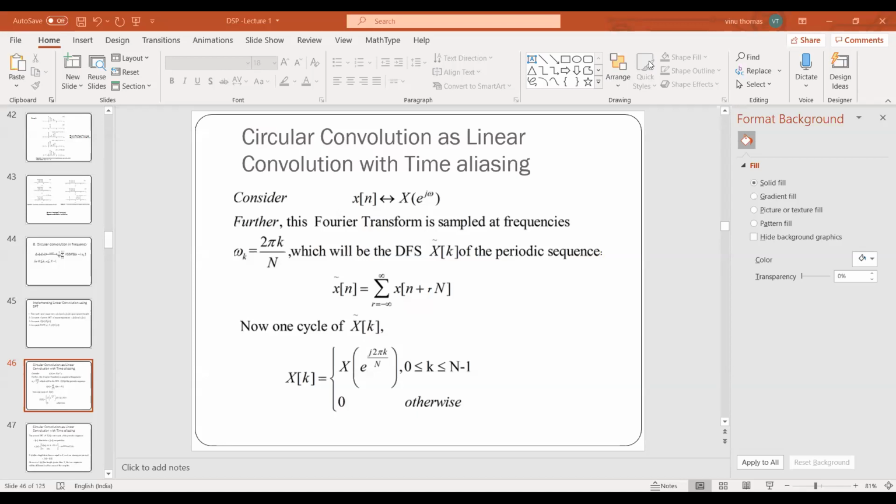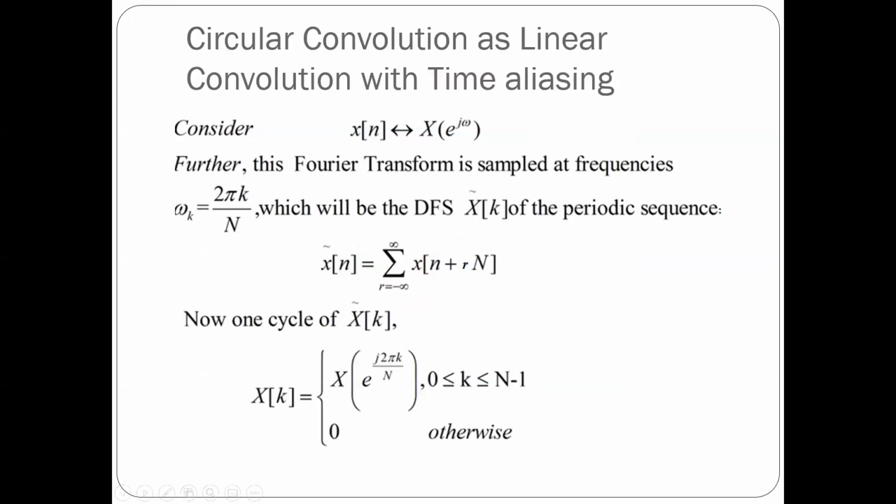Okay, so I hope you are seeing the presentation now. So this is very important. We are now talking of an N which could be different from the length of the sequence x of n. So one cycle of x tilde of k, which is the sampled X of e power j omega, that you can call as X of k, which you can write as X of e raised to j 2 pi k by N for 0 less than or equal to k less than or equal to N minus 1, and it's equal to 0 otherwise.